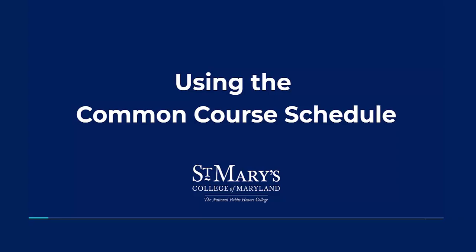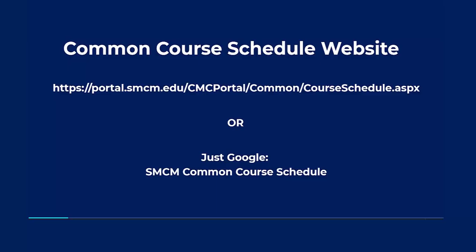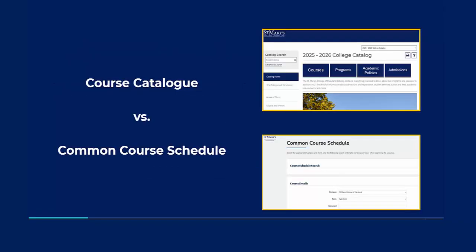In this video, we will learn to use the Common Course Schedule to determine which courses are being offered in a given semester, what days and times they are offered, where they are located, who is teaching them, and whether seats are available. To access the Common Course Schedule, follow the URL on this screen, or simply Google SMCM Common Course Schedule.